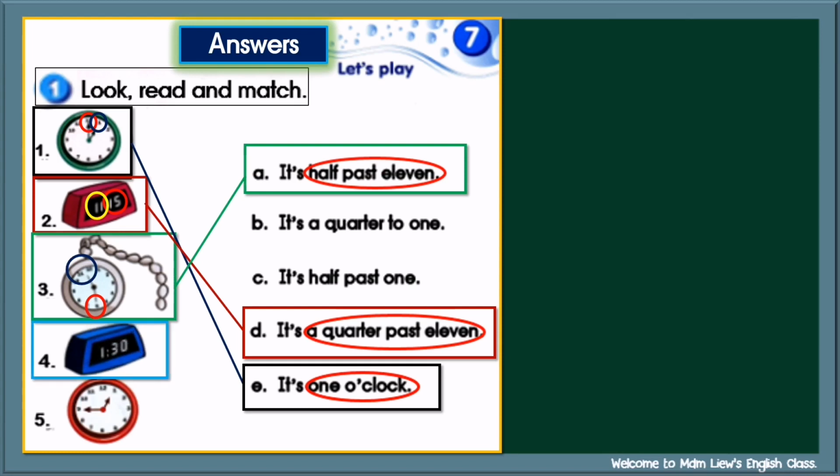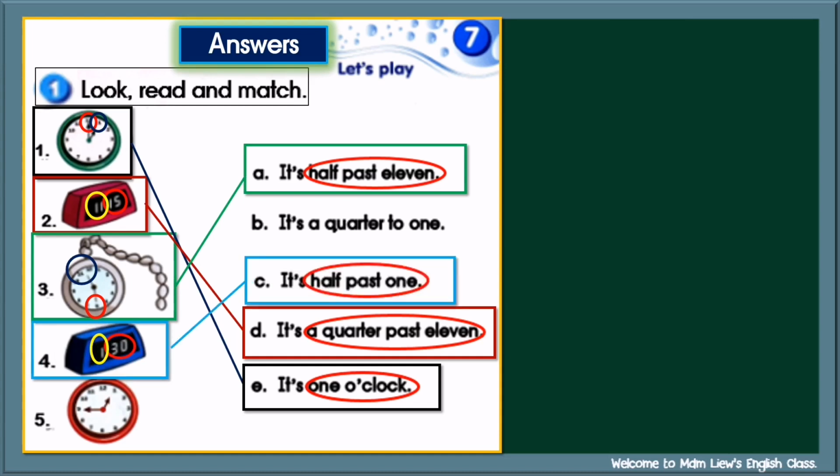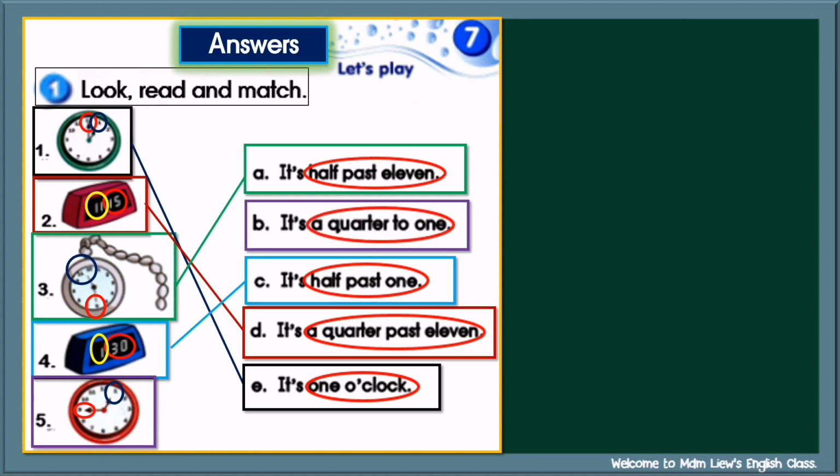Number 4. 30 minutes equals half past the hour 1. It's half past 1. Number 4, C. It's half past 1. Number 5. The minute hand is pointing at number 9. So it's a quarter to something. The hour hand is almost at number 1. It's a quarter to 1. Number 5, B. It's a quarter to 1.